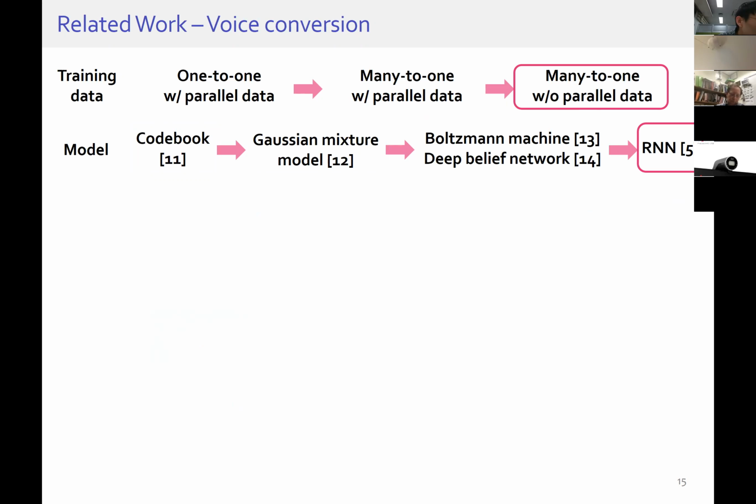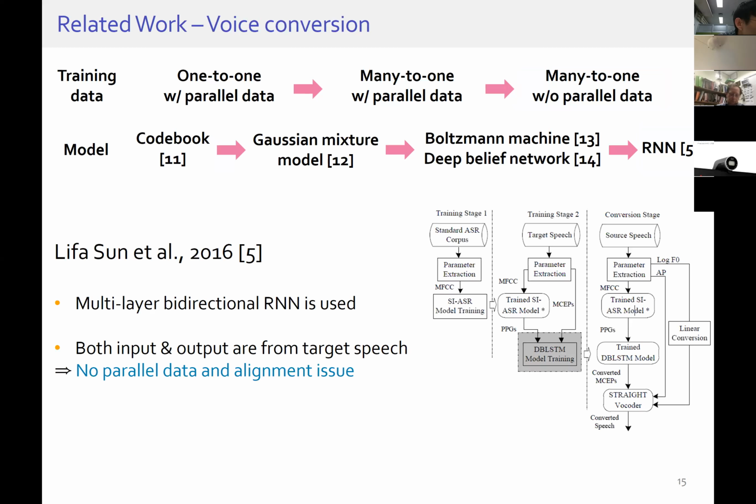In recent years, RNN-based models were introduced, which can learn time dependency information. Conversion without parallel data was also accomplished. The model we used was suggested by Sun in 2016. It used a multi-layer bidirectional RNN, and only the target speech was used for training. Therefore, there are no parallel data and alignment issues for the target speech.